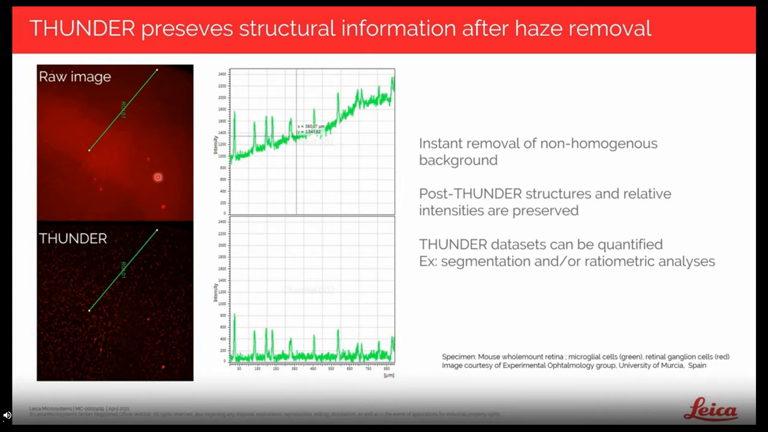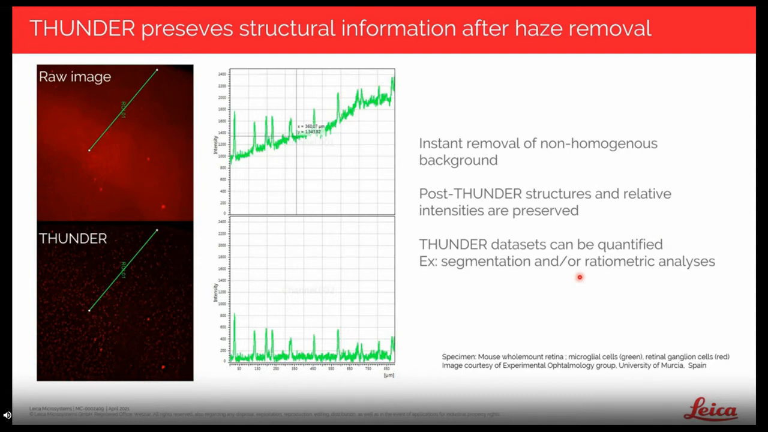If we were to want to quantify this, the raw has a very nonlinear background where it's going to be hard to quantify because it's not consistent. After Thunder, it flattens and we still have our true peaks and our true signal, but it'll be much easier to quantify. So it instantly removes the non-homogeneous background. The post-Thunder structures and relative intensities are preserved, and this new Thunder data set can be quantified. So it can easily be segmented or have ratiometric analysis performed on it. So this is an example of what it does to the data.